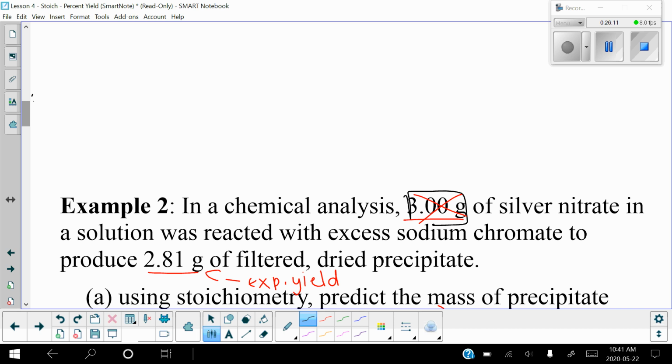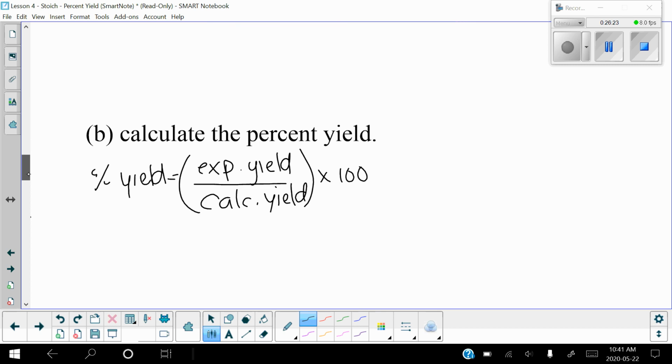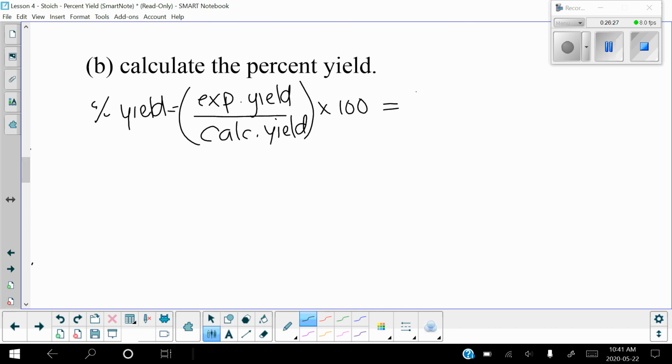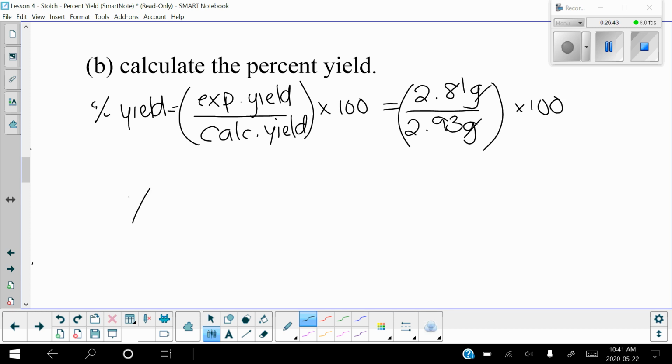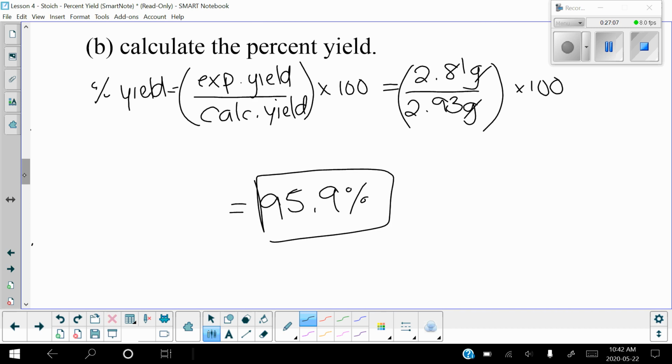Going back to our problem, remember, this number here was found in the lab, therefore it is our experimental yield. This number here was calculated, so it is our calculated yield. So we're going 2.81 grams divided by 2.93 grams. Notice how they're both measured in grams, allowing those units to cancel out. Multiply by 100, and our percent yield is equal to 95.9%.